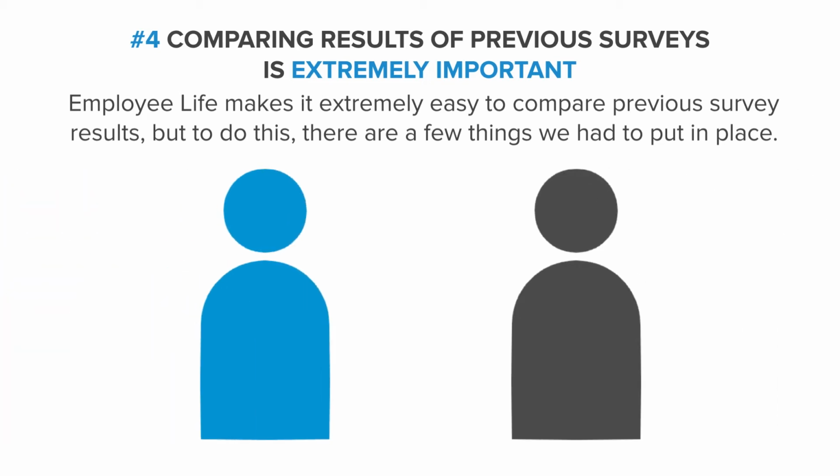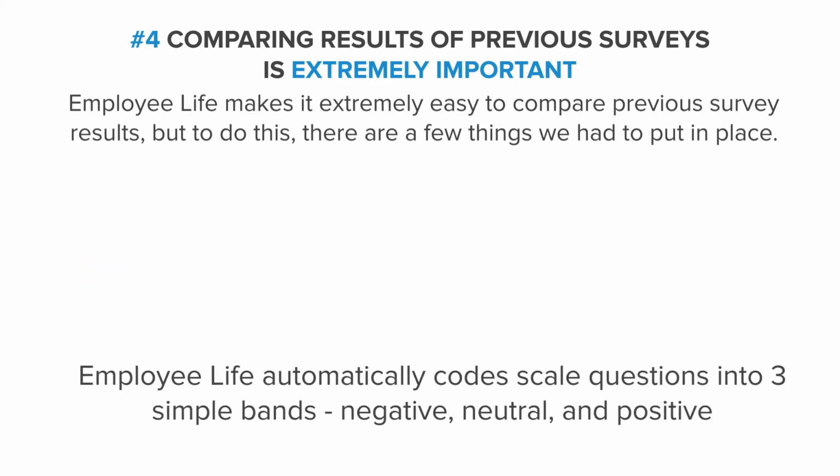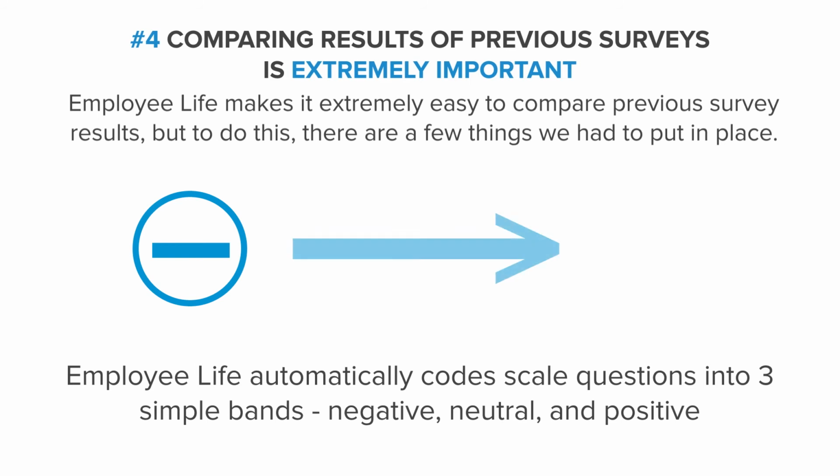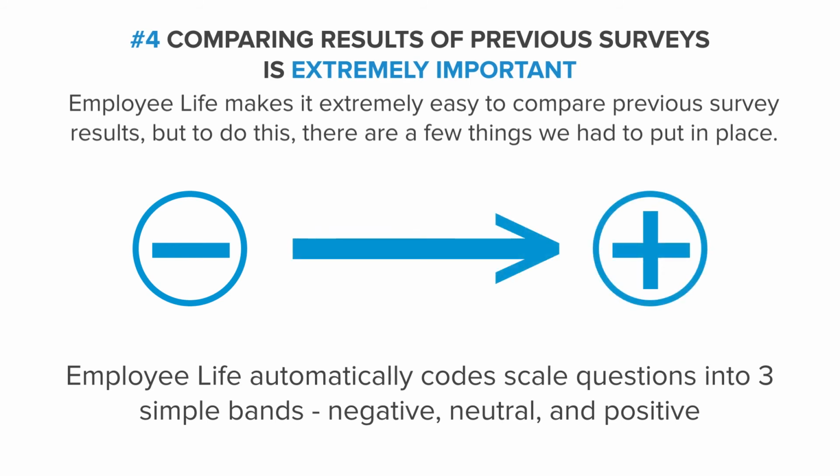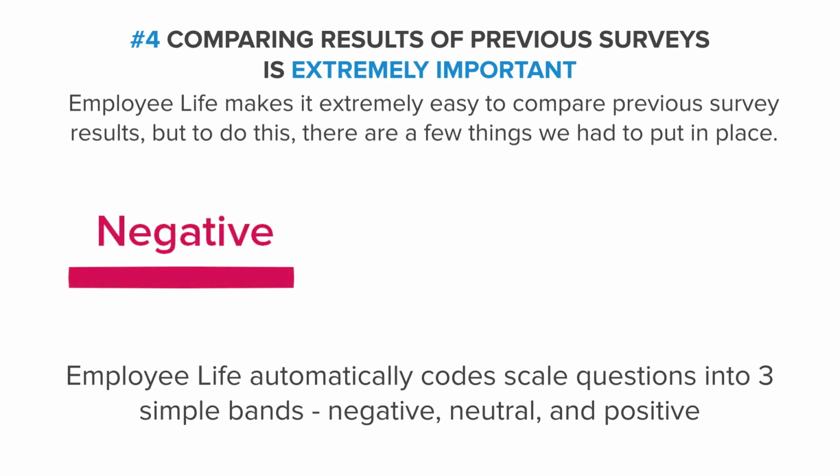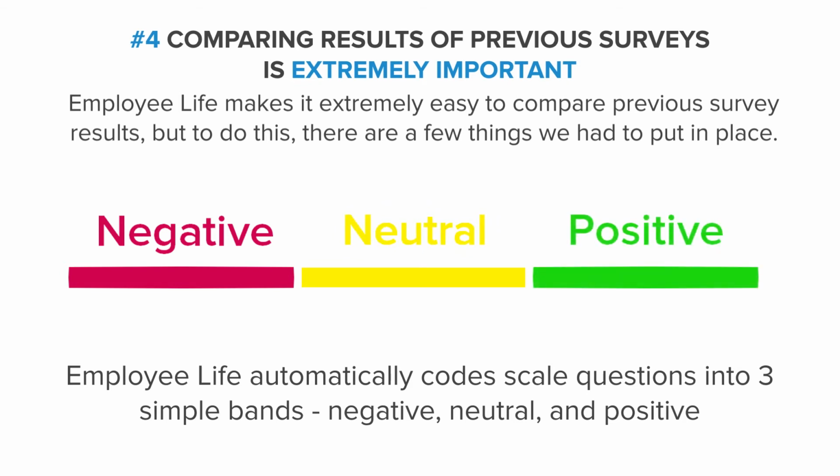The first is due to the very nature of surveys. When using scale questions, it is almost impossible to know whether one's 4, for example, is the same as another person's 5. Everyone is slightly different when it comes to the way they answer. So rather than getting bogged down in the detail, Employee Life automatically codes scale questions into 3 simple bands: negative, neutral, and positive. This is why we had to assume all scale questions move from left to right.